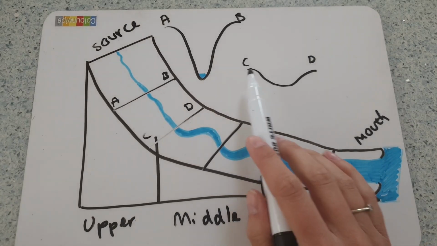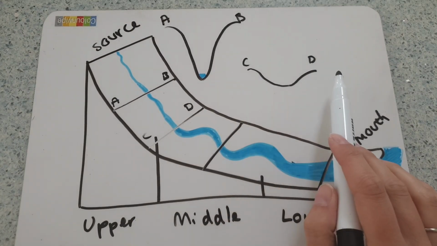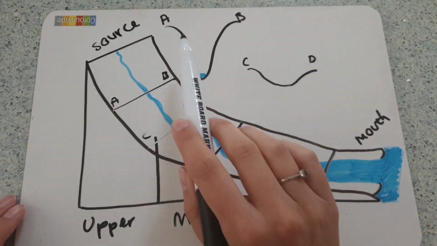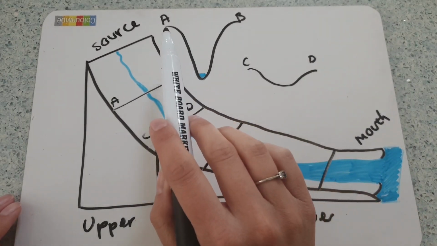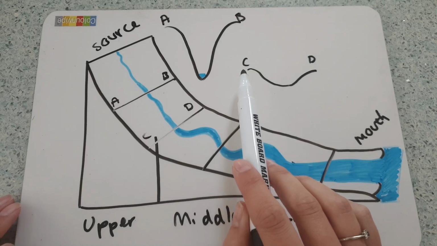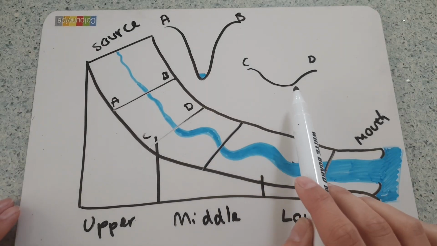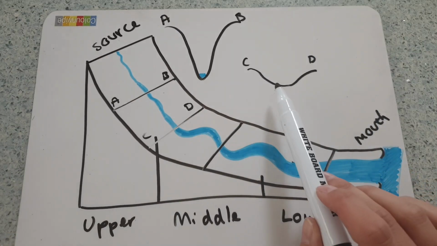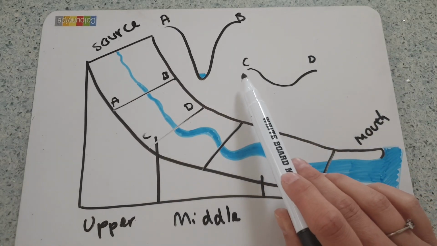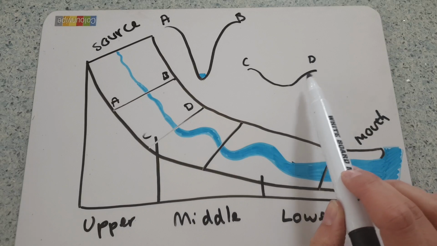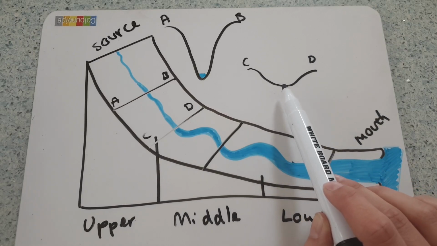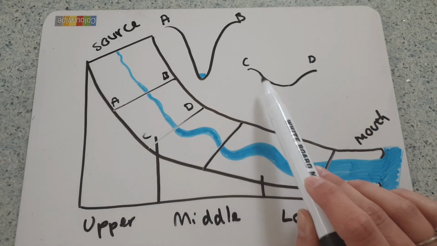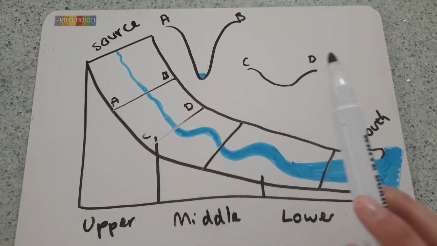So we got to the point where we were drawing our middle course cross profile, and we said they're not going to be as steep as sides. So what we say in the upper course is we get a V-shaped valley. In the middle course, we tend to get a U-shaped valley. Looking at the C there. So we tend to find we do get some sort of steepness to the sides still, but our actual steepness is far, far less than in the upper courses.